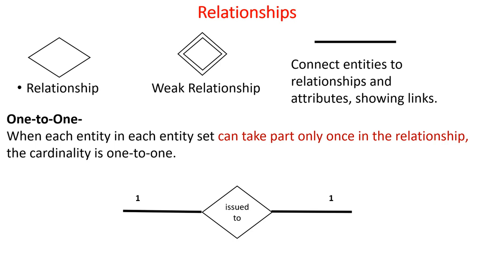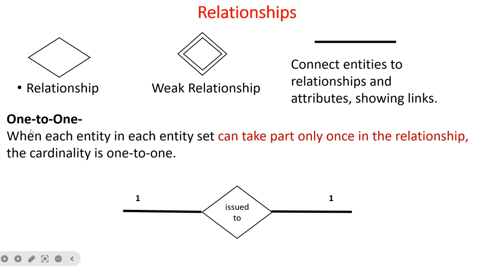Now let's see relationship. Relationships can be represented like this. So this is the relationship. If you have a strong relationship and if you have a weak relationship, so you can draw a diamond like this, box like this, and you need these connected lines to show links, to show communication between two entities. So let's see one by one type of relationship.